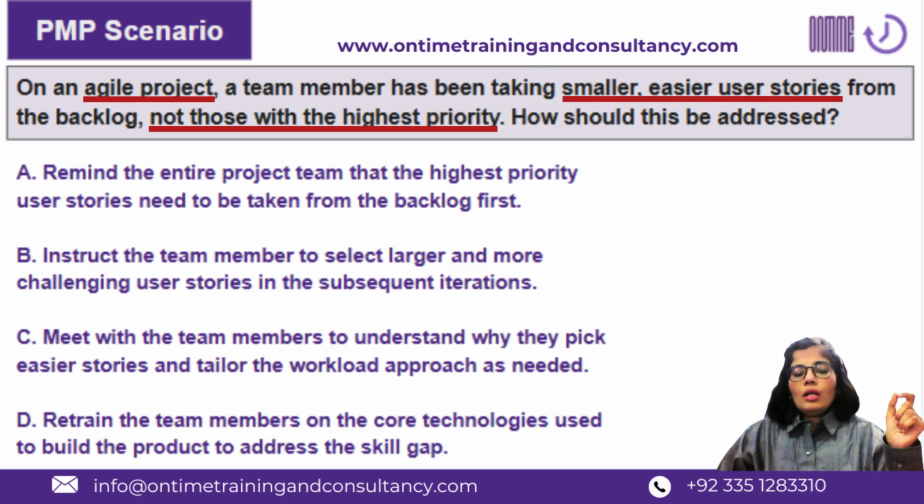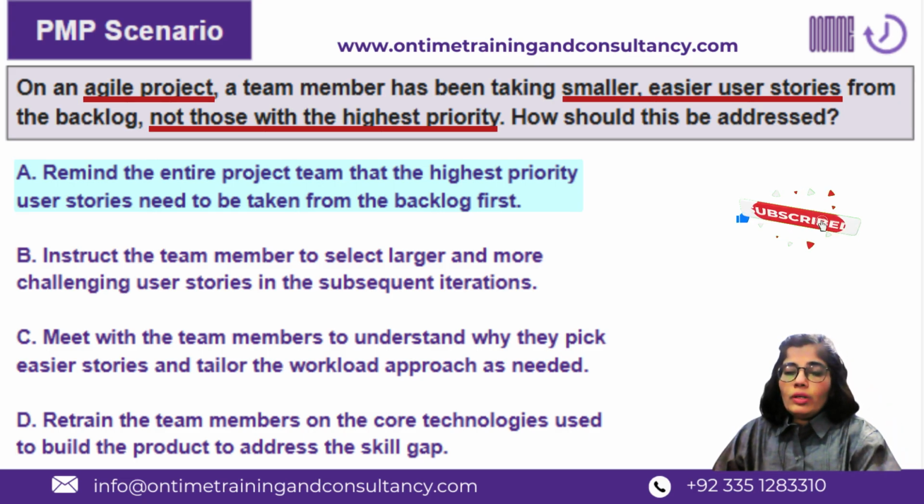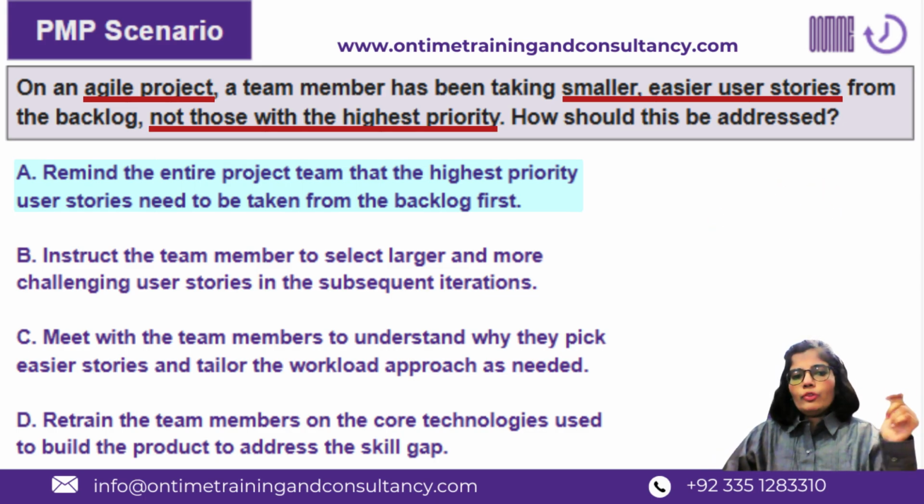So let's check in which option choice we are getting this vibe. Starting with option A, remind the entire project team that the highest priority user stories need to be taken from the backlog first. This could be a choice as well, or maybe in the practical world, someone would say, what's wrong with this option choice? They should be trained, coached, and mentored that they are expected to pull the prioritized stories from the backlog, which is always prioritized by the product owner in the backlog grooming and backlog refinement sessions.